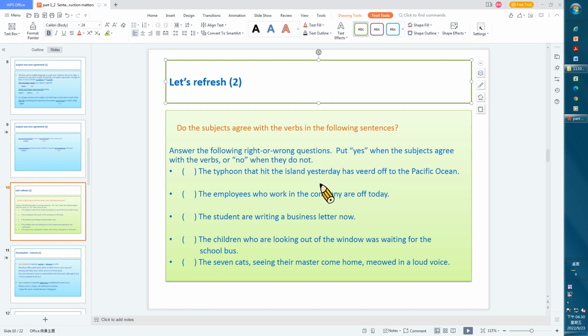Number 1. The typhoon that hit the island yesterday was veered off to the Pacific Ocean. Number 2. The employees who work in the company are off today. Number 3. The students are writing a business letter now. Number 4. The children who are looking out of the window was waiting for the school bus. Number 5. The 7 cats, seeing their master come home, meow in a loud voice.